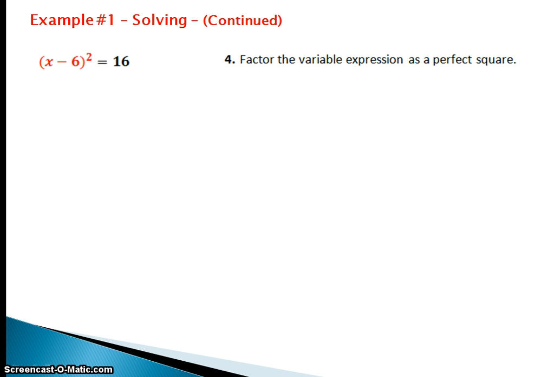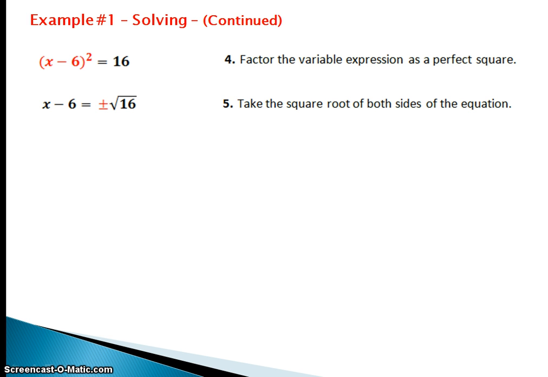Now we go on with step 4. We're going to factor our perfect square on the left side of our equation, and it will factor to be x minus 6 squared. And then we're going to simplify the right side of the equation, and that ends up being 16. We're going to take the square root of both sides of the equation.